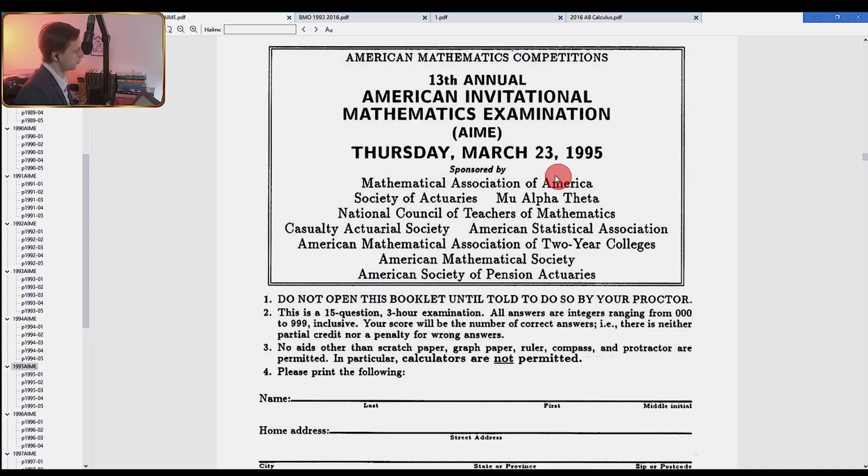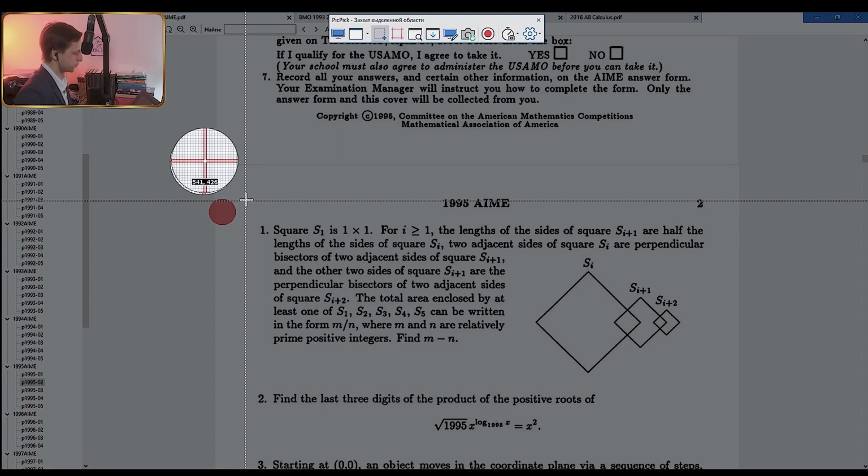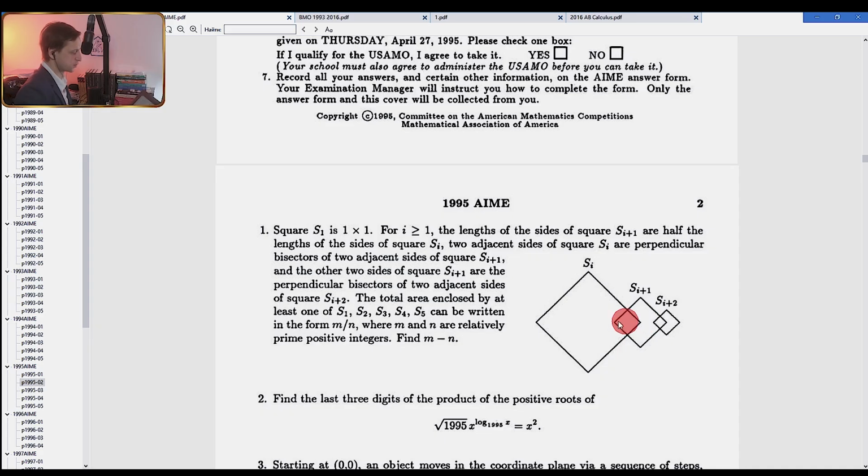Okay, today we will solve 5 easiest problems from AIME 1995. Let's start with the first one. The first one will be very simple. We have several squares, so they're located like this.